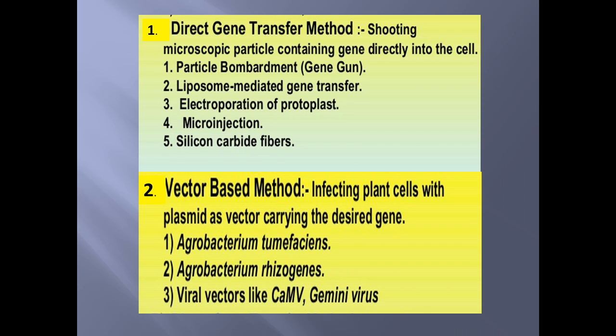And the second type of vehicle or vector used for transformation is viruses, which are called viral vectors. Examples are cauliflower mosaic virus, which we call CaMV, and the second one, which is popularly used, is called the Gemini virus, which we will be discussing in later steps.